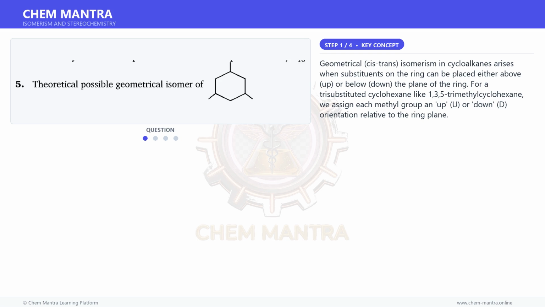Geometrical, cis-trans isomerism in cycloalkanes arises when substituents on the ring can be placed either above, up, or below, down, the plane of the ring. For a trisubstituted cyclohexane like 1, 3, 5 trimethylcyclohexane, we assign each methyl group an up, U, or down, D, orientation relative to the ring plane.